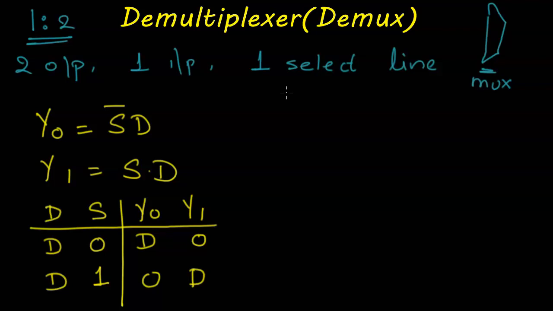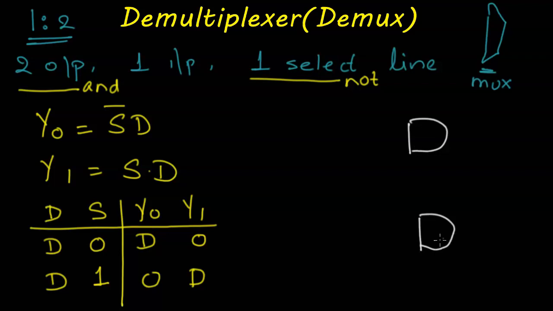Let us now see how the circuit diagram of a demultiplexer is going to look using AND gates and NOT gate. You remember, the number of outputs is my number of AND gates and my number of select lines is my number of NOT gates. So let's draw this. We have two AND gates, one AND gate and the other AND gate. The outputs of my AND gates are Y0 and Y1.